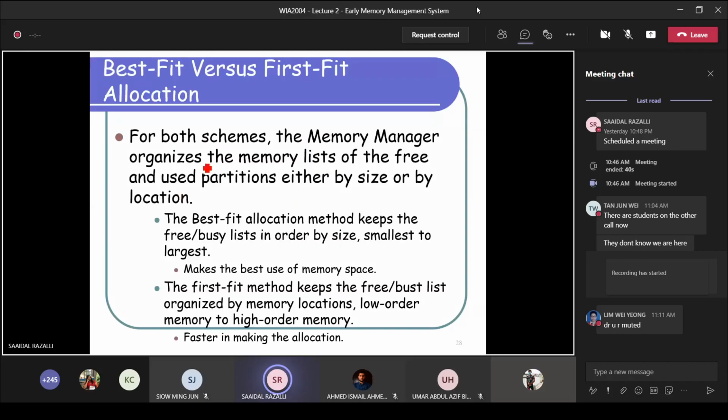For both schemes, the memory manager organizes the memory list of free and used partitions either by size or by location. The best fit method keeps the free/busy list in order by size, smallest to largest, which makes the best use of memory space. It is like a table or database. The first fit method keeps the free list organized by memory location, low order memory to high order memory. So this one is based on location and this one is based on size. Best fit, size; first fit, location.